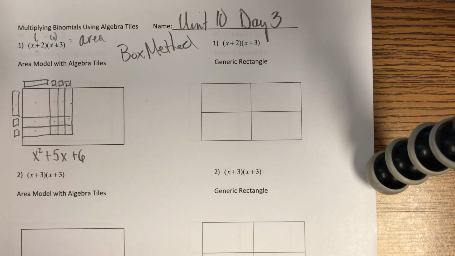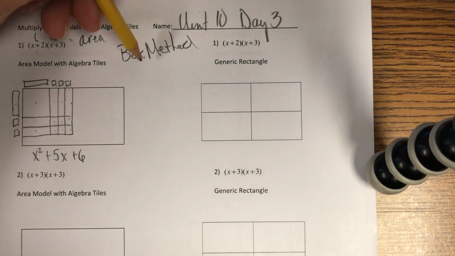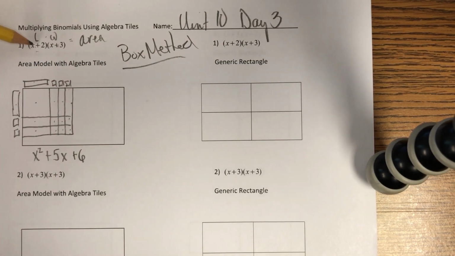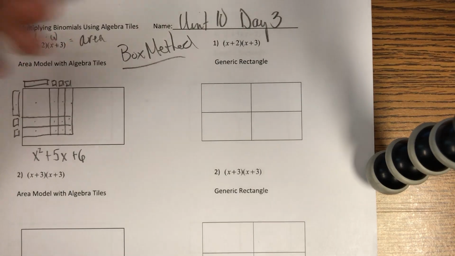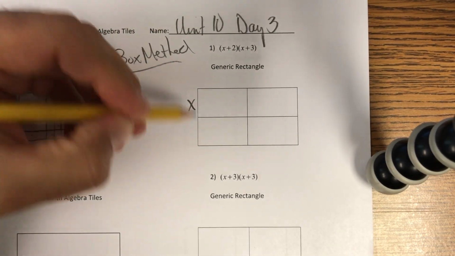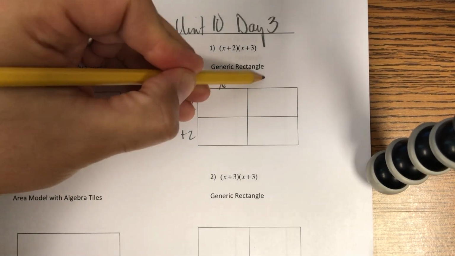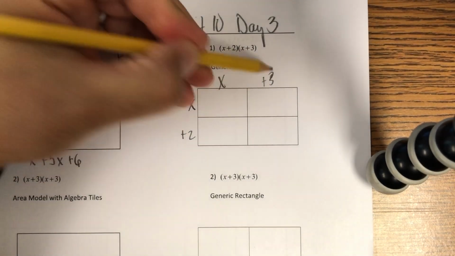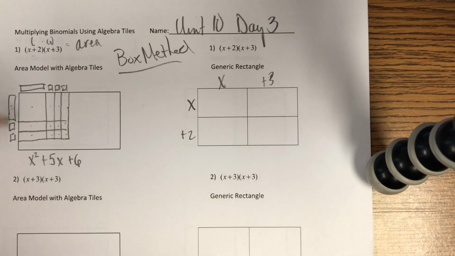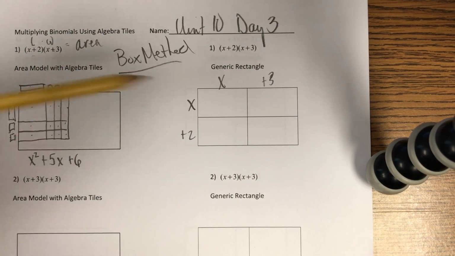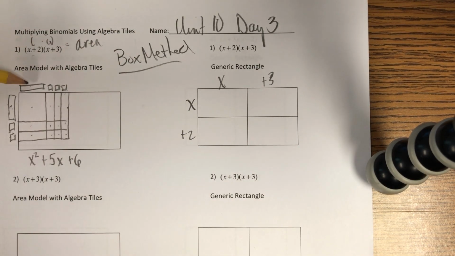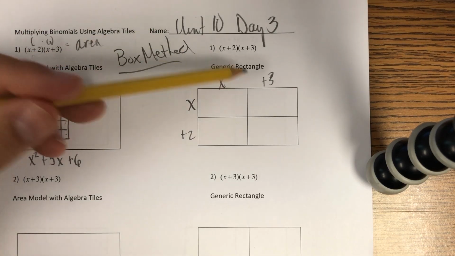Okay, so that's how we did it last class, using algebra tiles and drawing in everything using the algebra tiles. But now let's do box method. And so let's do the same problem. It's the same problem. We're going to do x plus 2. We're going to do x plus 3. Now, if you notice, it's the exact same thing we've got over here, x plus 2, x plus 2. We've got x plus 3, x plus 3.